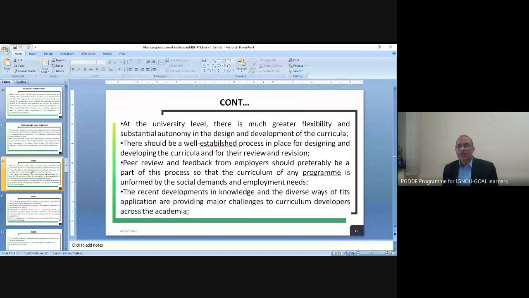Peer review and feedback from employers is also sought by the universities. Suppose I am offering an employer-oriented program. After 5 years, I want to review it. I will take the feedback of the students, feedback of the parents, feedback of the employers also. I will ask employers, my graduates whom you are recruiting, are they fulfilling your requirements? Are they fulfilling your expectations? If they say yes, that is good. If they say no, why is it so? That feedback will help in revising the curriculum.